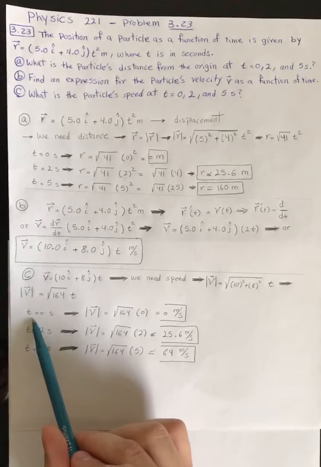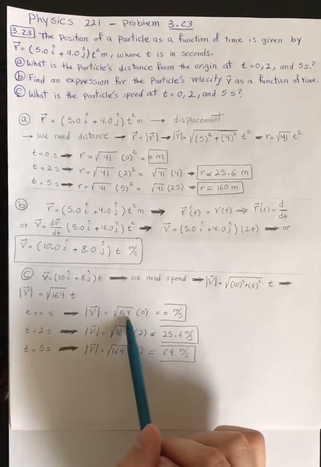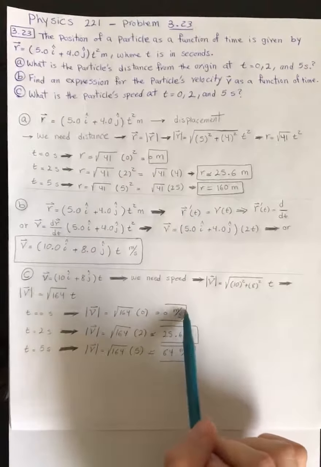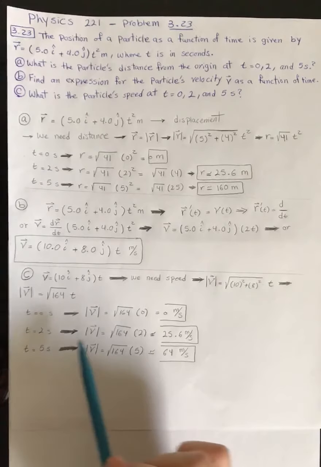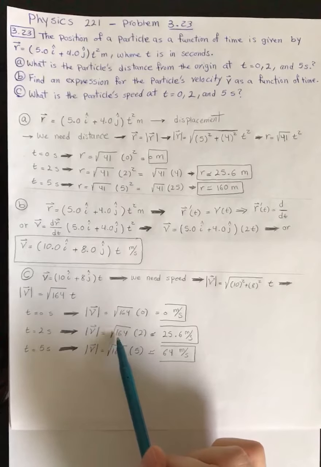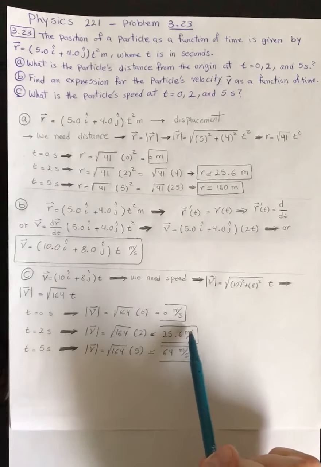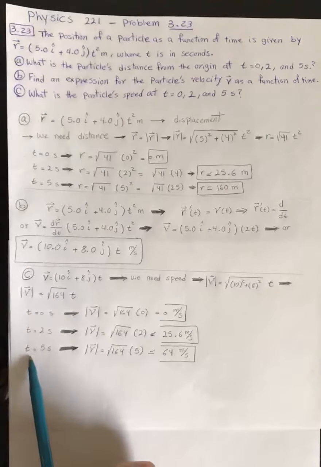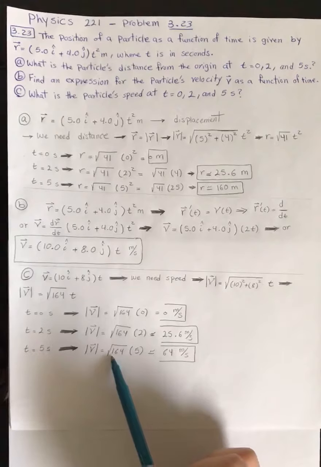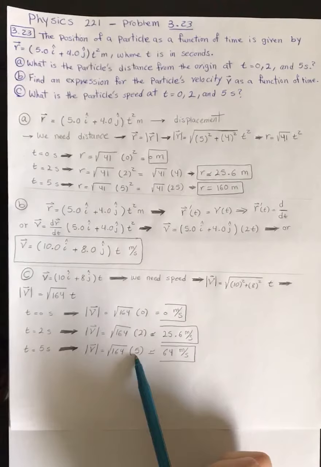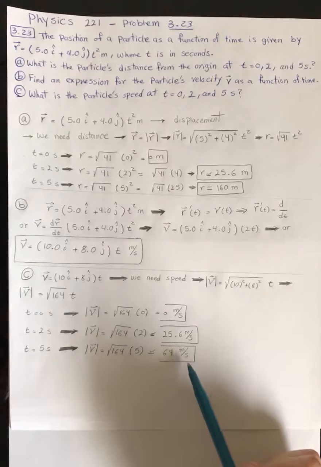For t equals 0 seconds, it's the square root of 164 times 0. Our result is 0 meters per second. For t equals 2 seconds, our result is the square root of 164 times 2, or approximately 25.6 meters per second. For t equals 5 seconds, our result is the square root of 164 times 5. The approximate result is going to be 64 meters per second.